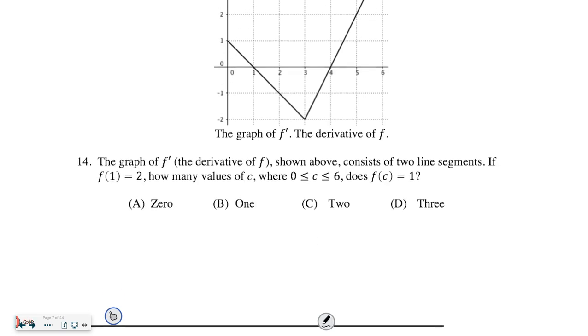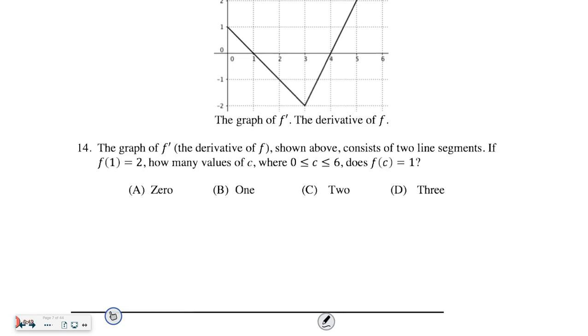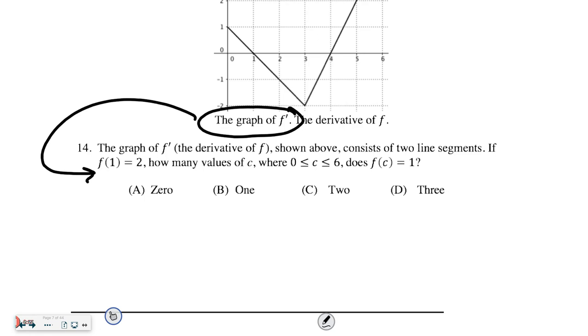All right, I'll read it for you. This is the graph of f prime. I always like to bold that. It's got 2 line segments. If f of 1 equals 2. Now, whenever they talk about f prime and f, think the rate that it's snowing and the amount of snow. I think that's the easiest thing to do.